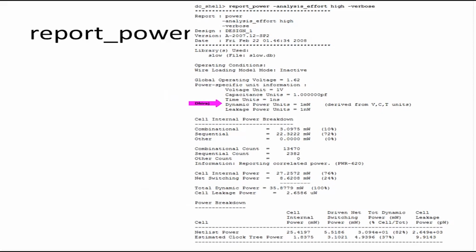This now tells us the internal power breakdown, the combinational power, sequential power. It tells us the count, and the other power, I guess, would be hard macro power. The design does not contain any hard macro. It tells us the internal power and the switching power. Obviously, total dynamic power is the sum of internal power and switching power. You can see that here the internal power is much more than the switching power, 76% is the internal power.